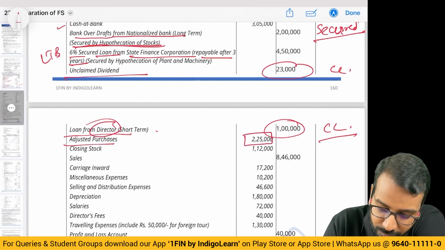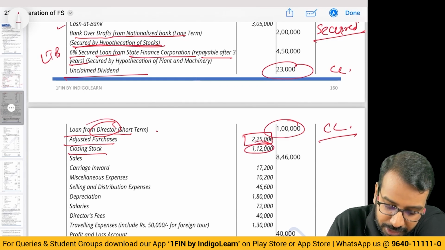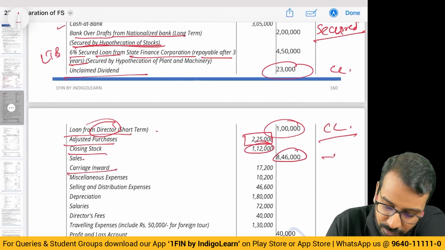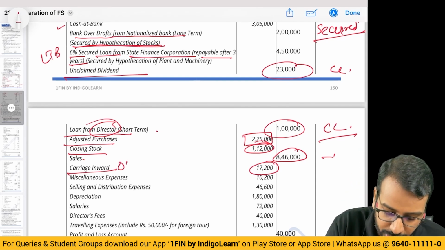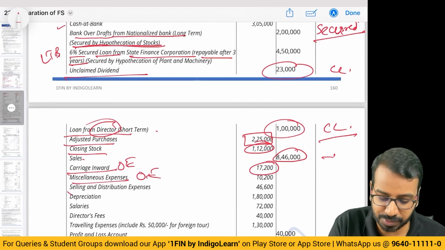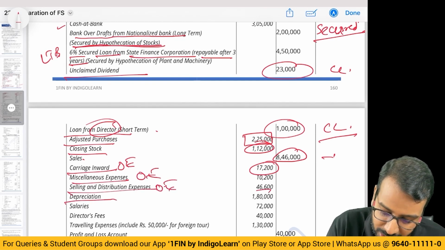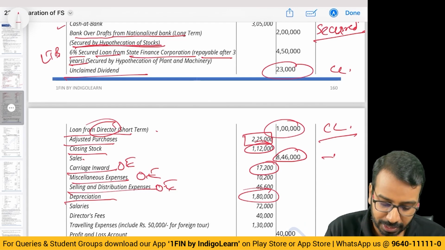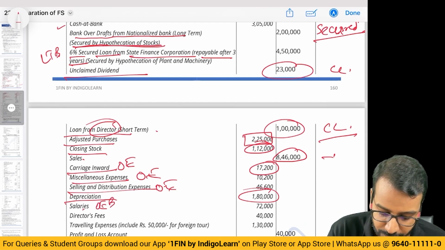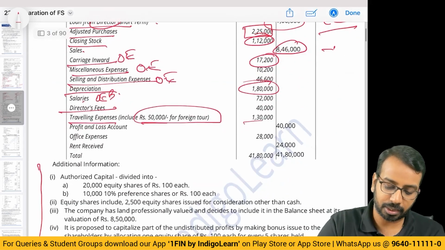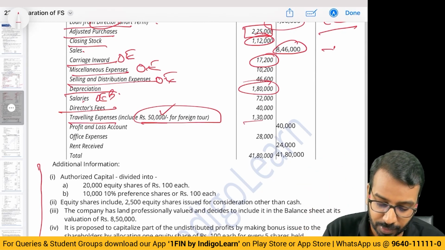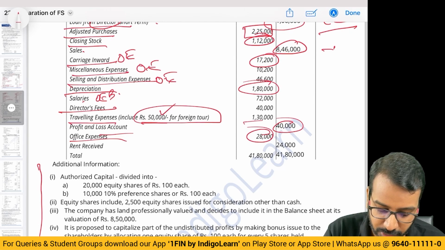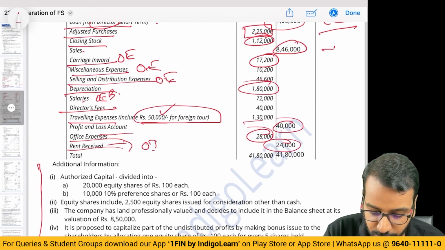Adjusted purchases, 2,25,000. Closing stock, 1,12,000. Sales, 846. This is your revenue. Carriage inward, 17,200. Now here, there is no need to segregate between direct and indirect. This will go under other expenses. Miscellaneous expenses, other expenses. Selling and distribution, other expenses. Depreciation, 1,80,000. Directly you can show. Salaries, your employee benefit expenses. Director fees, traveling expenses, 50,000 for foreign tour, 1,30,000. So if 50,000 is incurred in foreign currency, you need to give a separate disclosure. P&L account 40,000, office expenses 28,000, rent received 24,000. This rent received will be your other income.